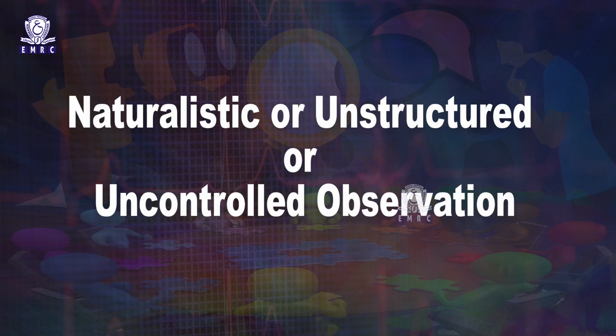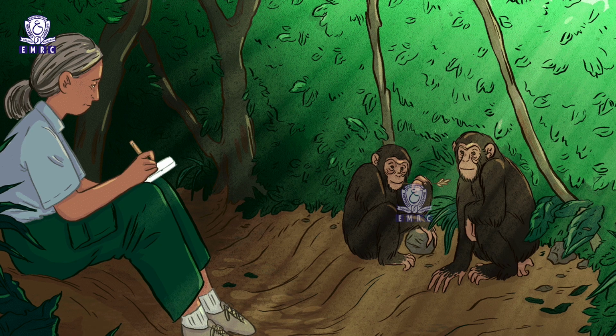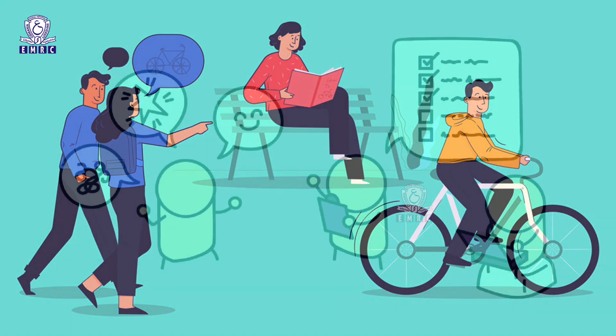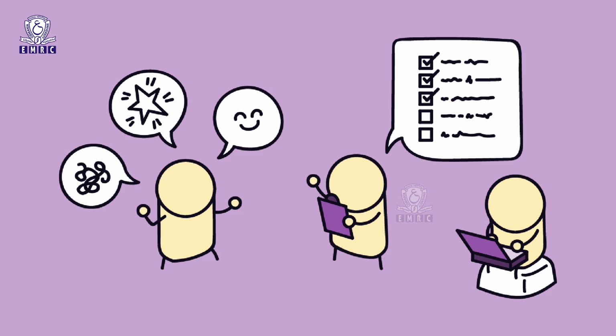Naturalistic or unstructured or uncontrolled observation. Naturalistic observation is a research method commonly used by psychologists and other social scientists. This technique involves observing and studying the spontaneous behavior of participants in natural surroundings. The researcher simply records what they see in whatever way they can.